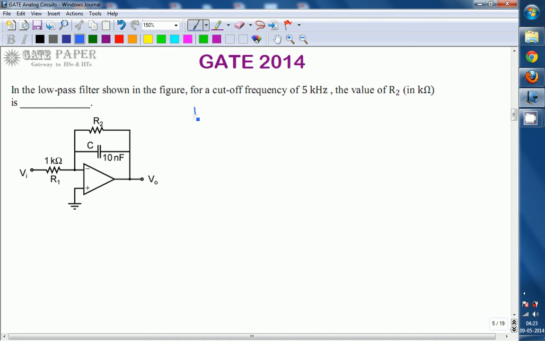The transfer function for a low pass filter looks like this. The x-axis is frequency and the y-axis is gain. It provides gain only for low frequencies up to the cutoff frequency, fh, the upper cutoff frequency, and the gain there is 1 by root 2 times. In decibels, it is 3 decibels less. This is AV and it is AV by root 2.